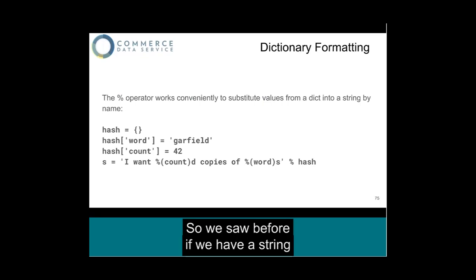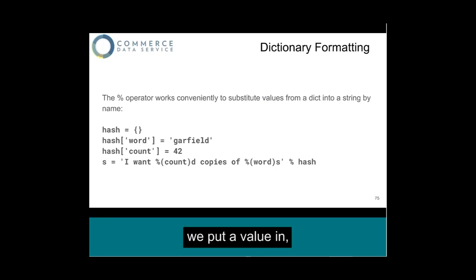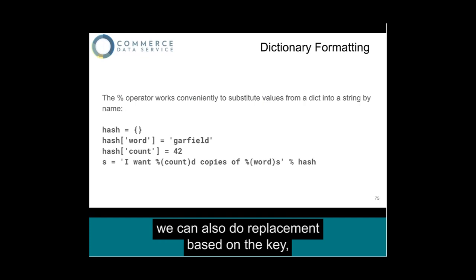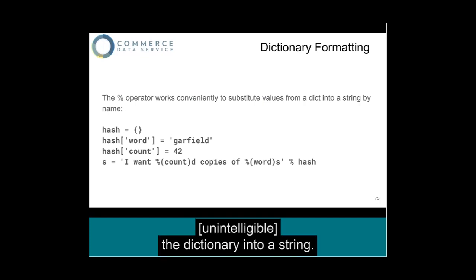So we saw before, if we have a string and we want to put a value in, say a number or a string, we do print percentage D for integer, F for floating point, S for string. Now, since we have a dictionary that has assigned keys, we can also do replacement based on the keys, given a dictionary, into a string.